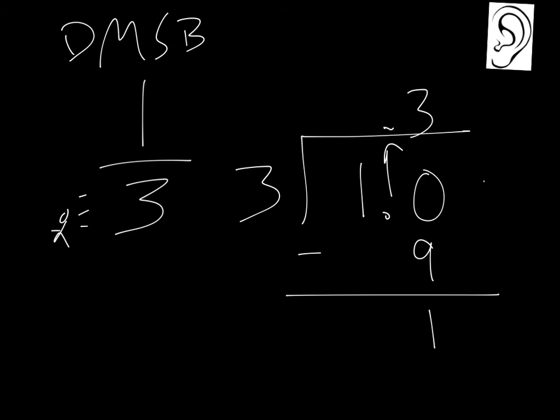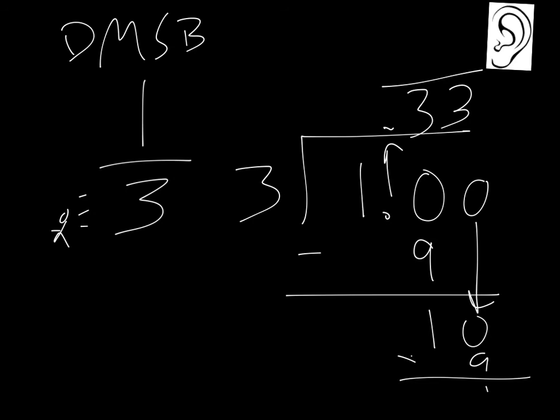And then I can bring down another 0. Now I have the exact same problem that I started with, 3 going into 10. Again, it goes in 3 times. So now I'm starting to recognize that there's a pattern. 3 times 3 is 9. Subtract, and I get 1 left over. Bring down the 0. This pattern goes on and on and on. This is called a repeating decimal.